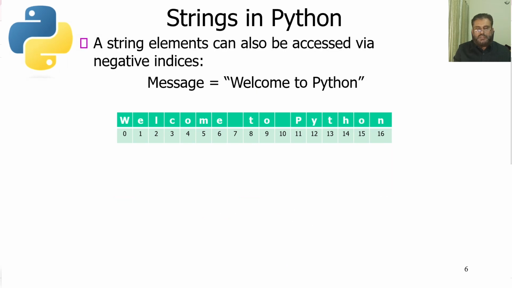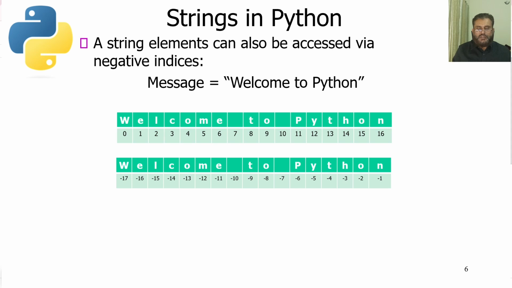String elements can also be accessed via negative indices. For example, we take the same string again, "welcome to Python", and in this case you can see the indexing with the positive indexes in the top representation of the string, and in this particular representation at the bottom you see another way of indexing the string that starts from negative numbers. In the case of negative numbering, it starts from the right side, and it goes towards the start of the string, on towards the left.